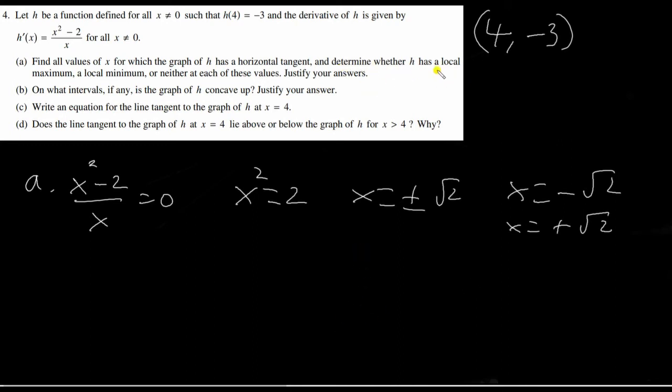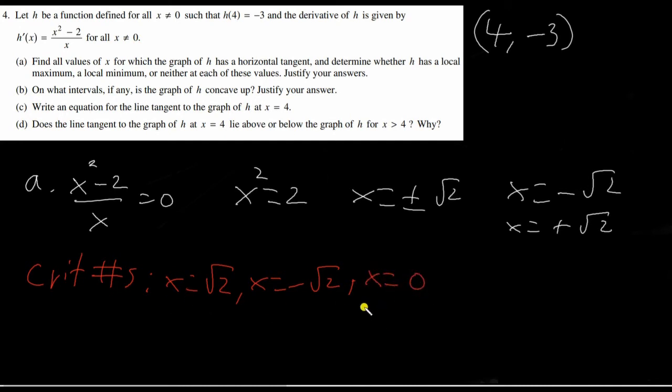And now we need to determine whether it's a local maximum or a local minimum. The way we're going to do that is to look at all the critical points now, not just where h has a horizontal tangent. To look at all the critical points, we need to look at when the derivative is either 0 or undefined. The critical numbers are where the derivative is 0, so x is equal to square root of 2 and x is equal to negative square root of 2, and where the derivative is undefined. Remember, it's not defined for x equal to 0. So these are the critical numbers.